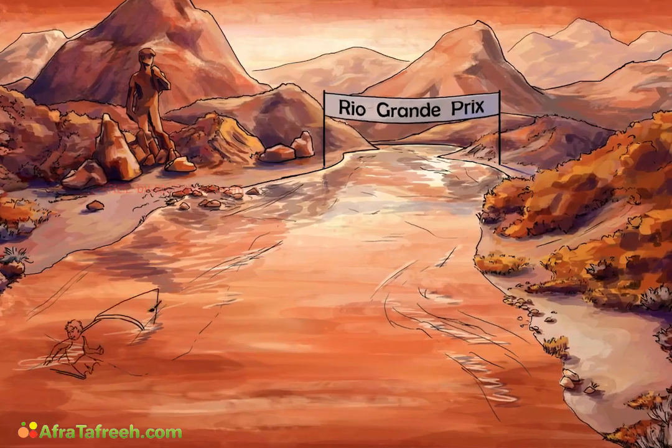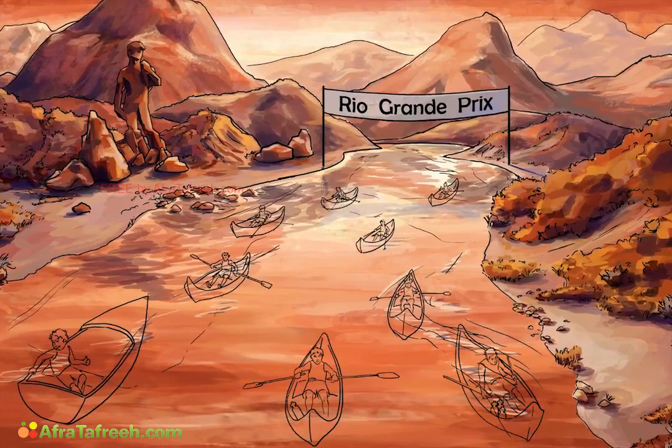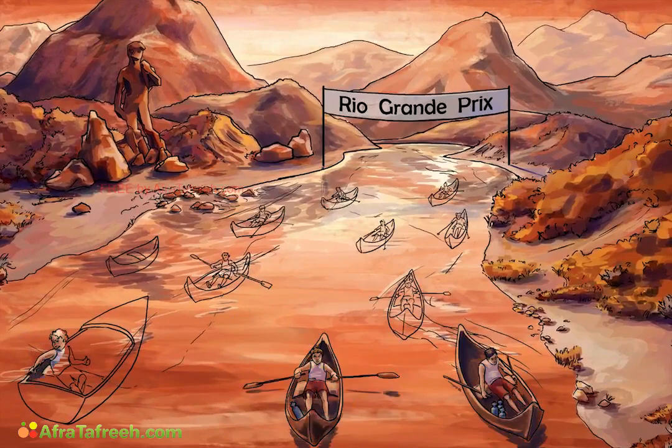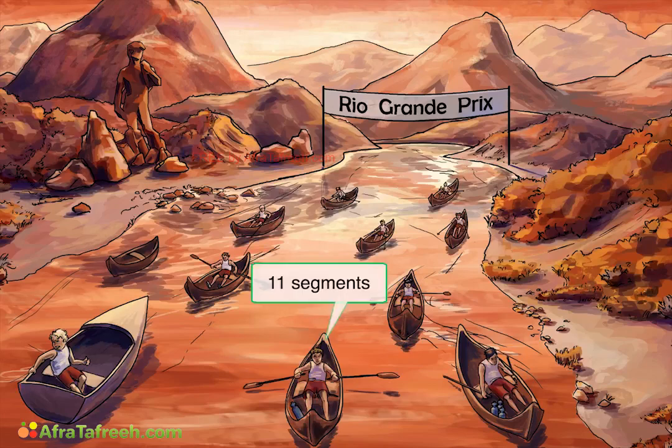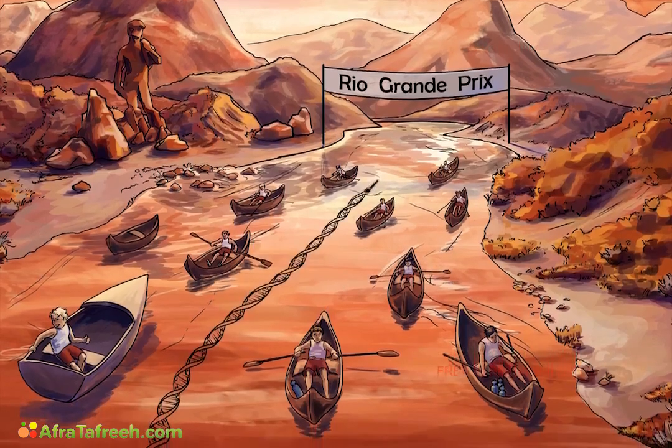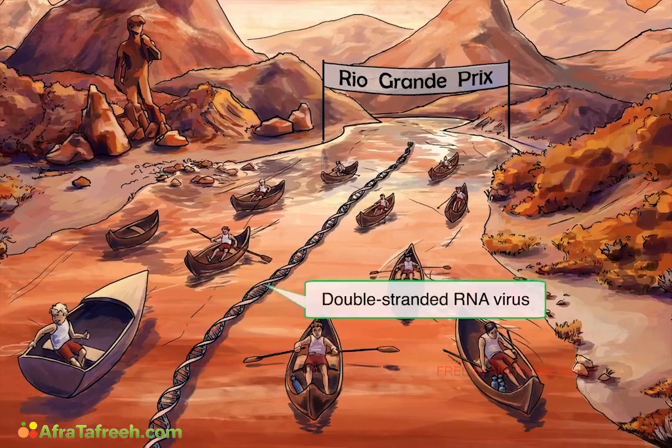So to illustrate that it's a segmented virus and there are 11 segments, we have this Rio Grande River, which is a pretty big river. So we'll add 11 boats on the river, 1 for each segment. Also, since it's a race, we need lanes. So we'll add this flotation rope separating the 2 lanes. And notice it's a double helix? Well, this is to remind you that Reo virus is double-stranded.